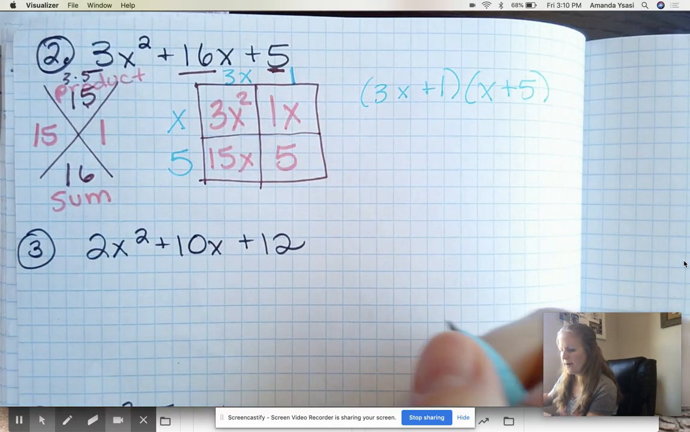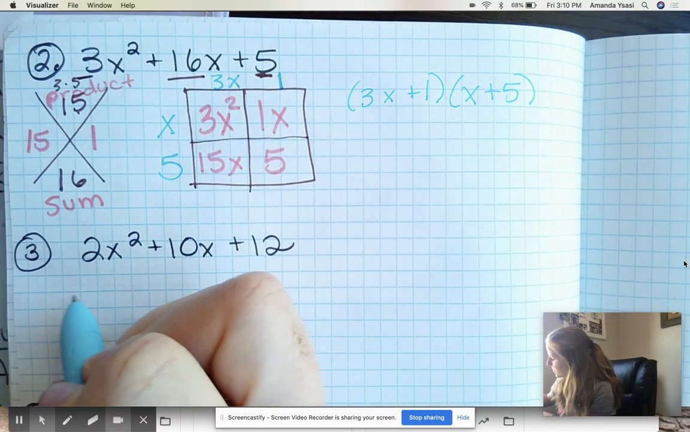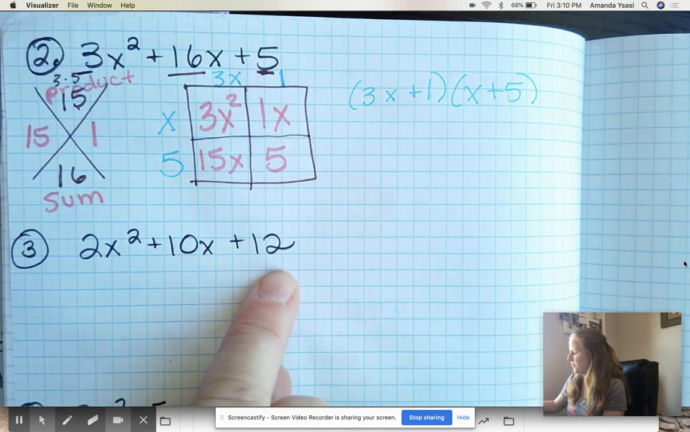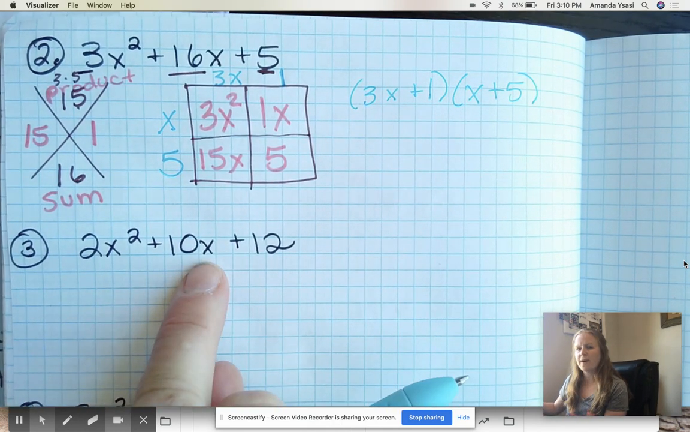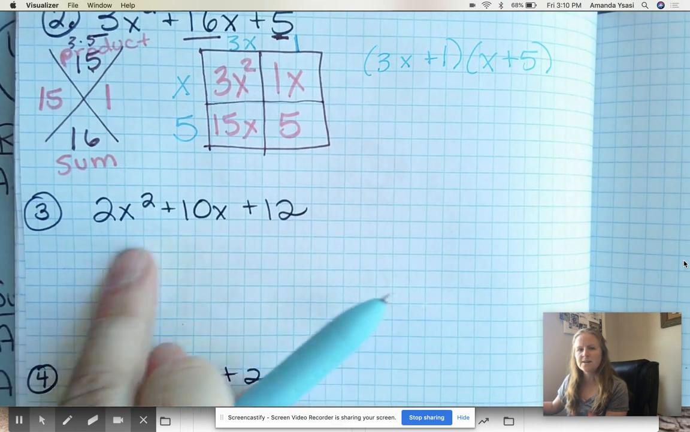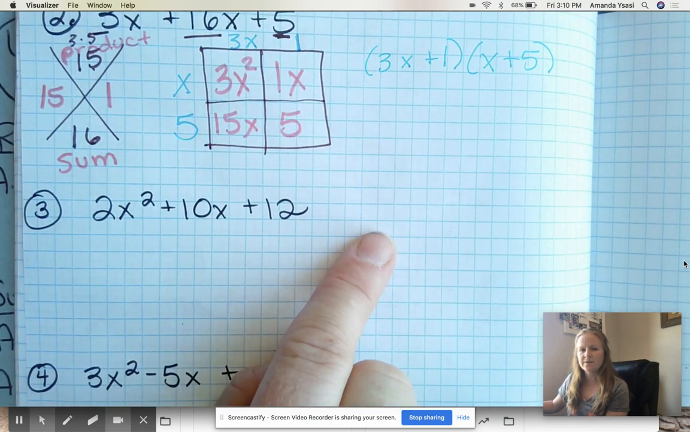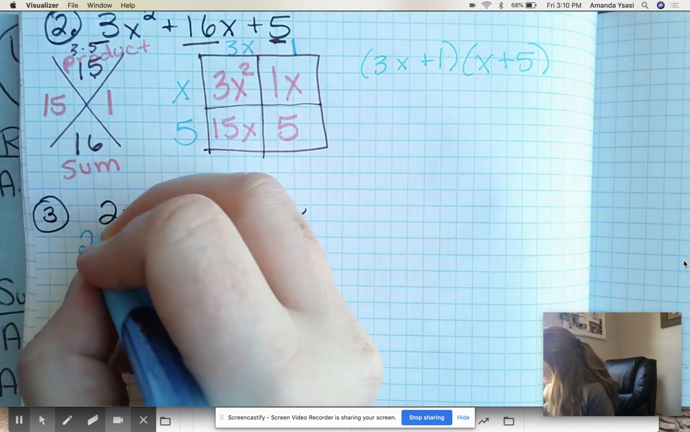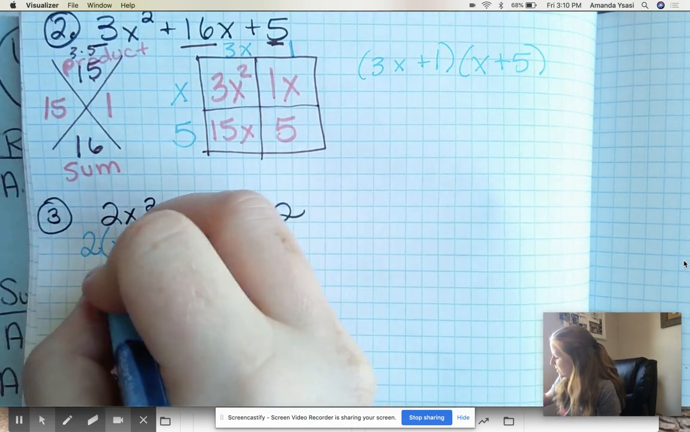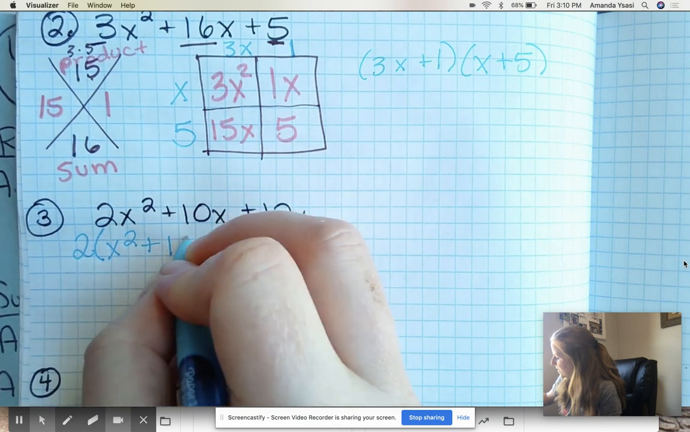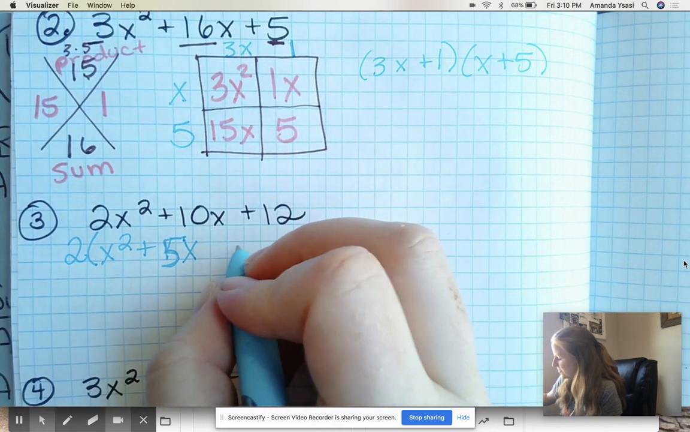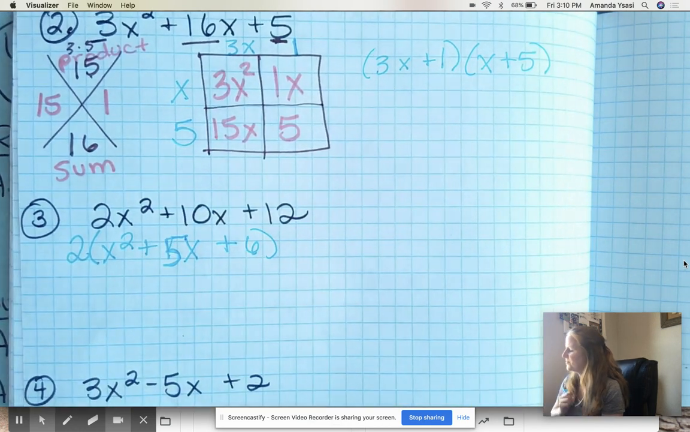All right, number 3. Let's look and see. Well, we have 2x squared, 10x, and 12. Before I want to factor using the a times c, I'm going to look and see, can I factor anything out? It's all even, so I can. I'm going to factor out a 2. So this will be x squared plus 5x plus 6.